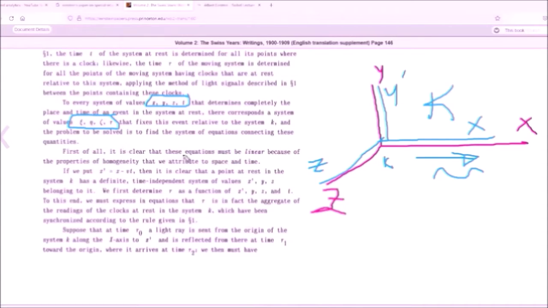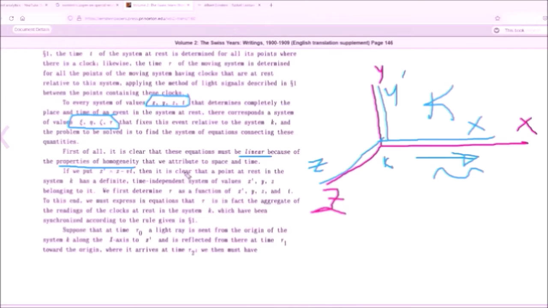First of all, it is clear that this equation must be linear because of the properties of homogeneity attributed to space and time. Assuming it is linear, we have a uniform velocity moving in one direction. There is a homogeneity of space and time. Why did he assume there is a homogeneity? Because he likes it.